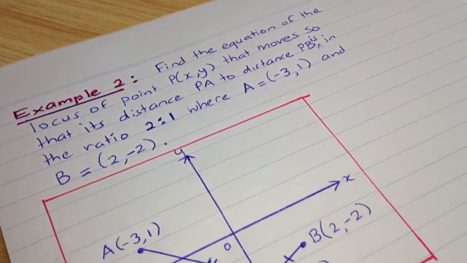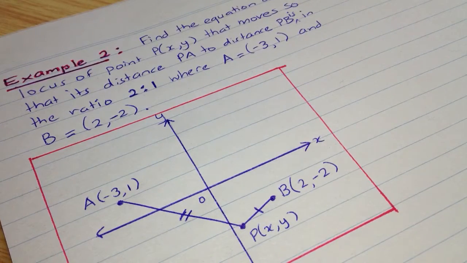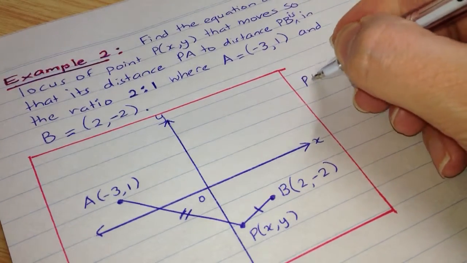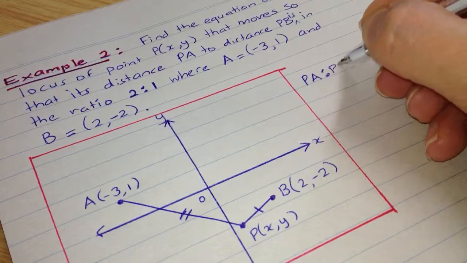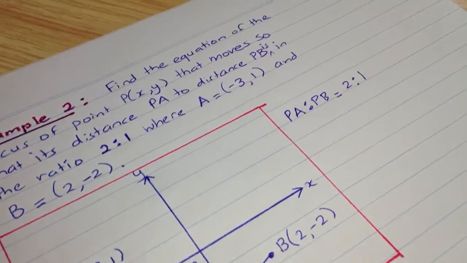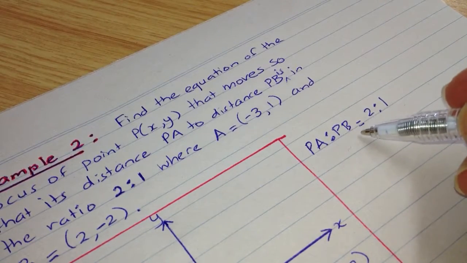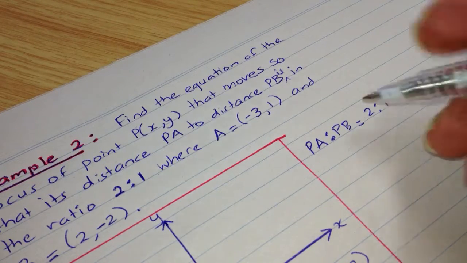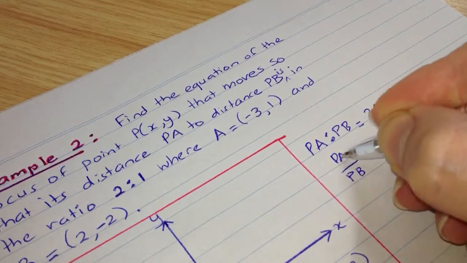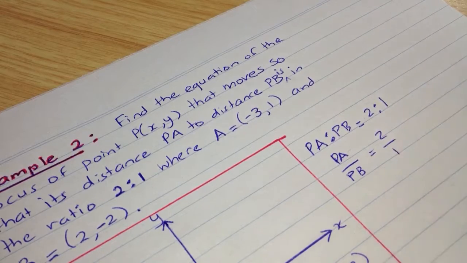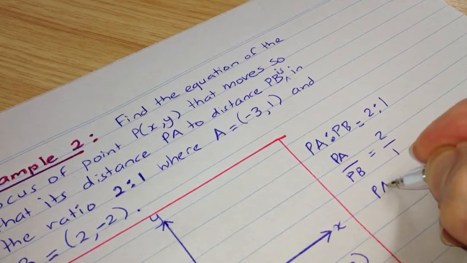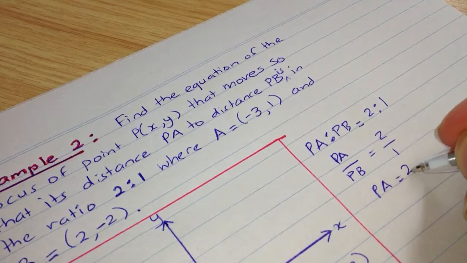So what we can write is that the ratio of PA to PB is equal to 2 to 1. That's what the question's telling you. All right. Now if you write that as a fraction, PA over PB is equal to 2 over 1. And then you can write that as a simple equation. So PA times 1 is PA, and 2 times PB is 2PB.